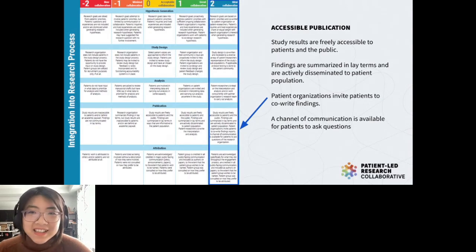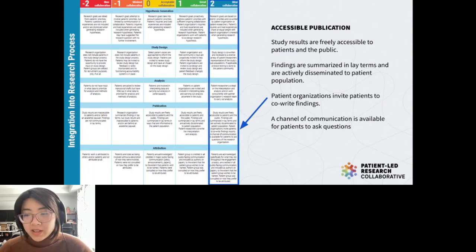I want to touch briefly on accessible publication. Study results being freely accessible to patients and the public has been one of our major drivers of being able to disseminate messages, but also research that is relevant to the patient population. Findings that are summarized in lay terms are actively disseminated to the patient population.